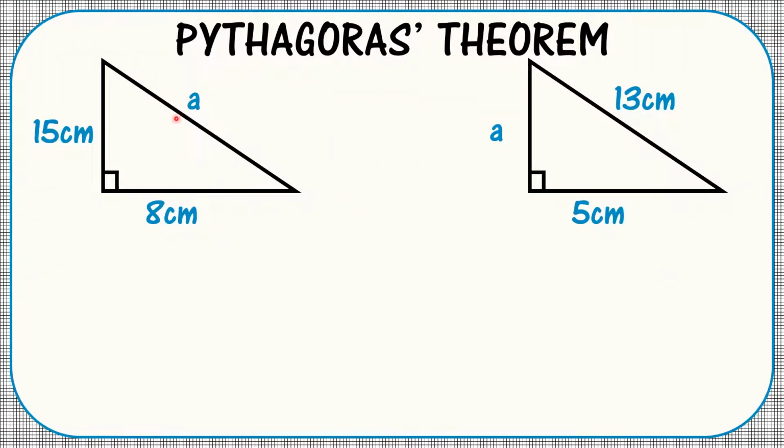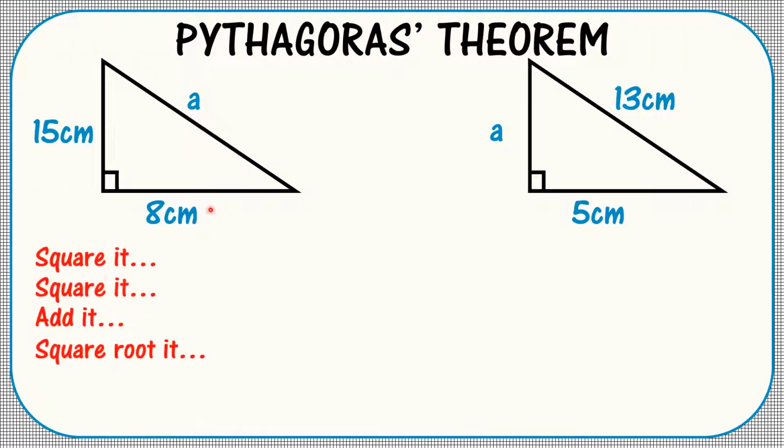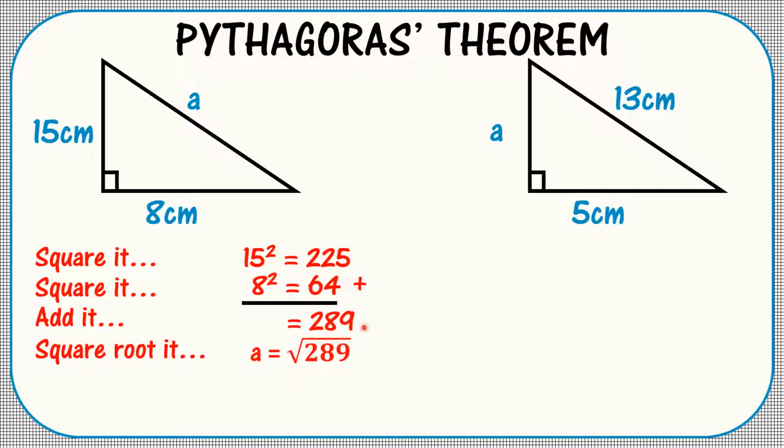So in this first example, we are trying to find the value of a. As we are trying to find a longer side, what you would do is square it, add it, square root it. Always start with a bigger number. You have 15 squared, which equals 225. Then you do 8 squared, which equals 64. You will add these two numbers together, which equals 289. The final step is to square root this number. Therefore, a is equal to 17 centimeters.